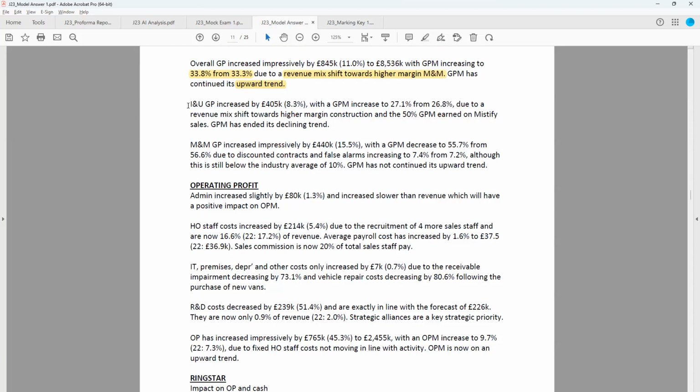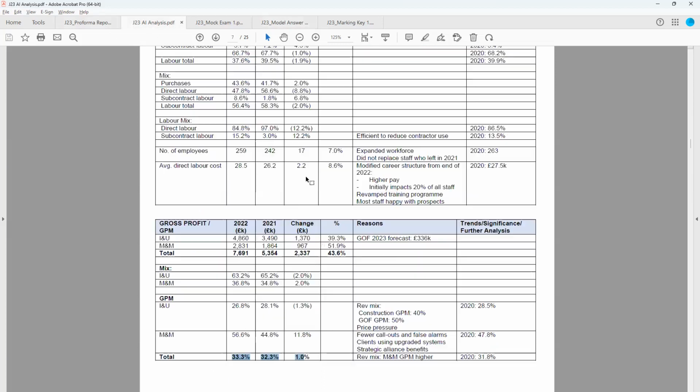And then we can look at gross profit by each activity. So ICAEW, it was up in absolute terms. Focus on the margin, it's up. And the reason it was up, revenue mix shifted towards construction and the higher margin on Mystify sales. And it's ended its declining trend. So it had been going down prior to that. So we've seen a decline in the profit margin for ICAEW.